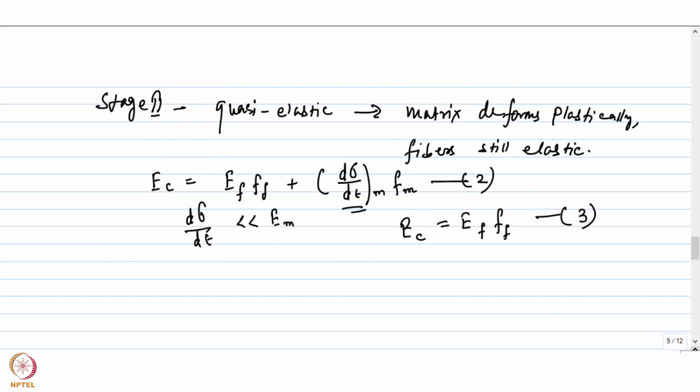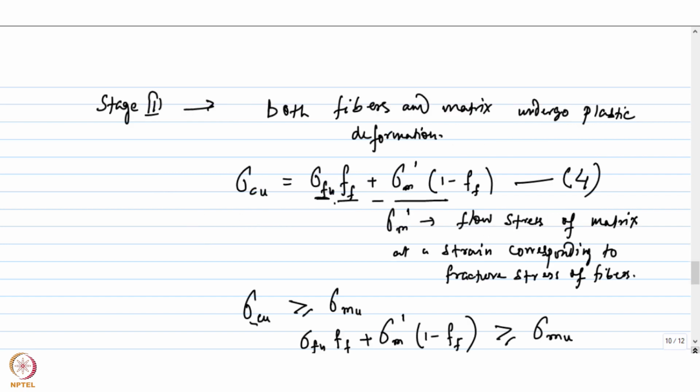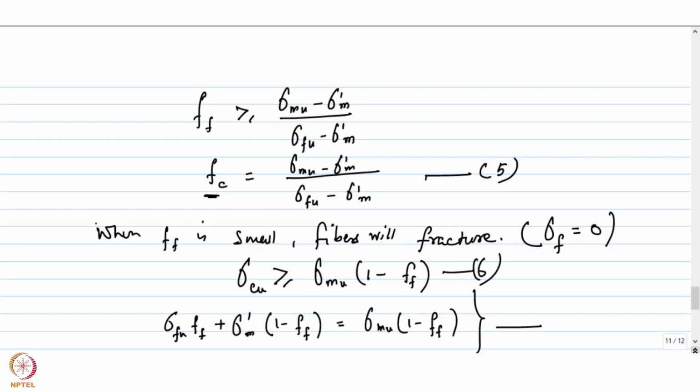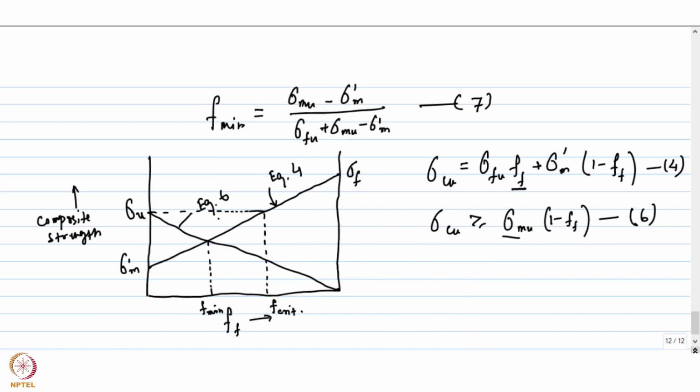And considering this deformation behavior, we have in fact derived a critical volume fraction which must be exceeded for any strengthening to occur in the composite due to the presence of the fibers, okay? And then we have also derived a minimum volume fraction of the fibers which must be added for the strengthening effect to come. And both of these can be represented in a plot like this, in which the composite strength is plotted against the volume fraction of fibers.